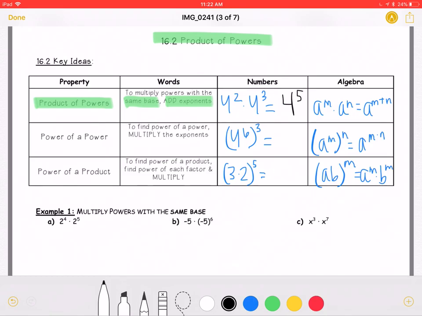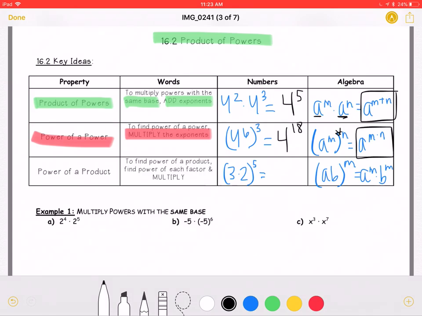So in the algebra form, these have the same base. Whatever their power is, you would add them together to get your final answer. Next, power of a power. To find power of a power, we multiply the exponents. So when you have a power like 4 to the 6th, being then raised to another power, we end up multiplying those together. So I would keep my base, but now multiply 6 times 3 to get 4 to the power of 18. So whenever it's raised power to a power, we multiply to get our answer.